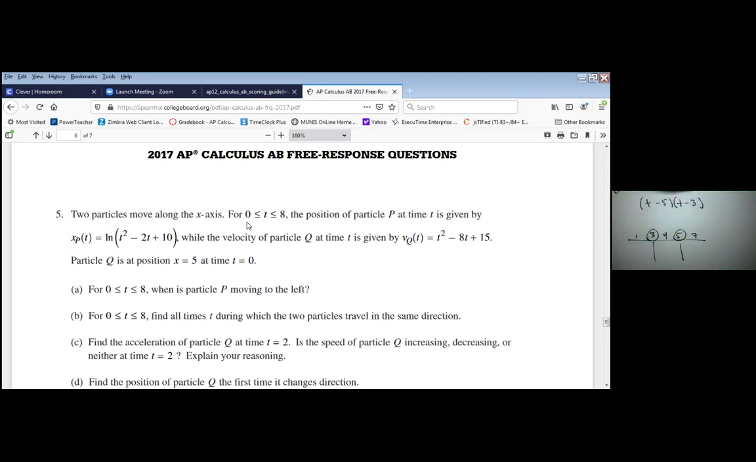So I want to go back up and use the formula for velocity for particle Q, which is the t squared one. All right, so if we plug 7 into that, 7 squared is 49, 49 minus 56, plus 15, 7 is going to be a plus. All right, how about 4?